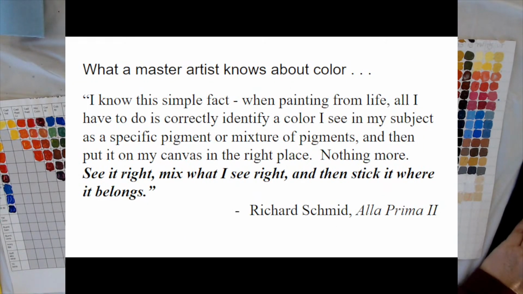And we went through Richard Schmid and his quote of, "I know the simple fact when painting from life, all I have to do is correctly identify a color I see in my subject," which we're going to get to right here. We're going to actually look at a real subject as a specific pigment or mixture of pigments. We can look at that apple. You can look at your chart and figure out what primaries you need in order to mix the colors in order to paint that apple the way you see it. That's where we're going. That's our goal.